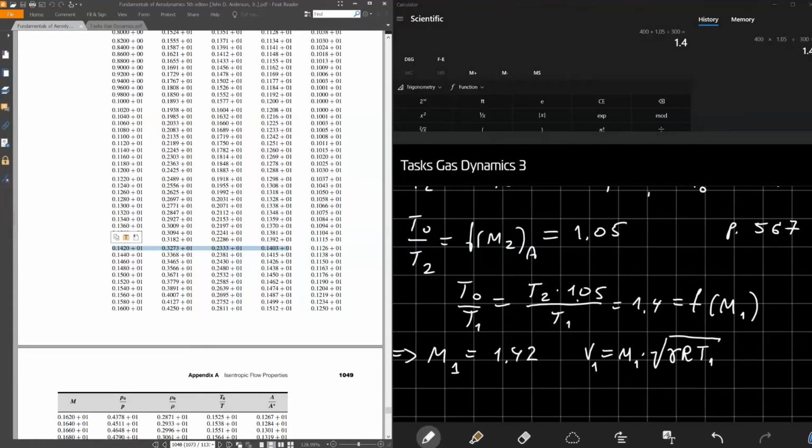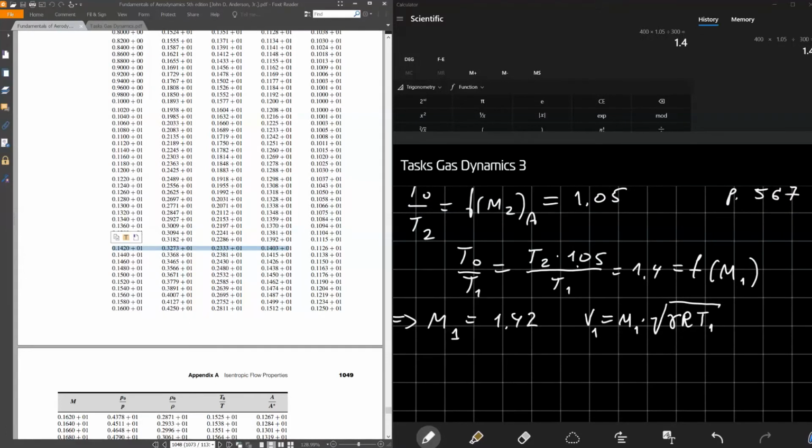I will not calculate it right here because I think it's quite obvious. We already have the known values. T1 is known, R is the gas constant, gamma is 1.4, and M1 is the Mach number just found, 1.42. Do not forget the gas constant. It should not be the universal one, but the constant for the gas, which for air is 8314 divided by 29, the average molecular weight of air. And with this value, you are okay calculating the flow properties.